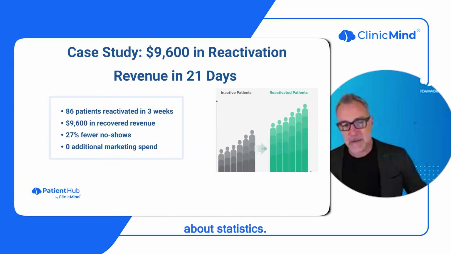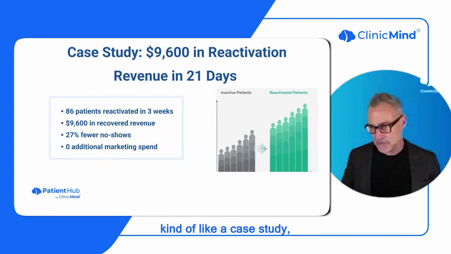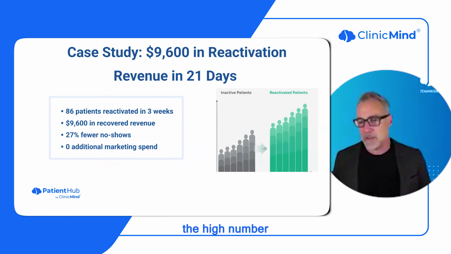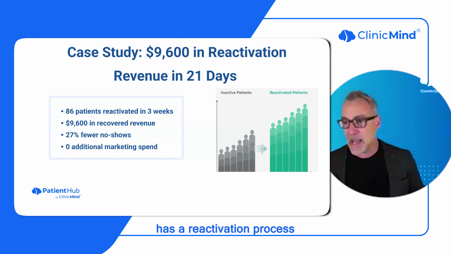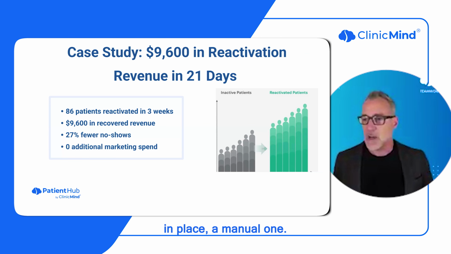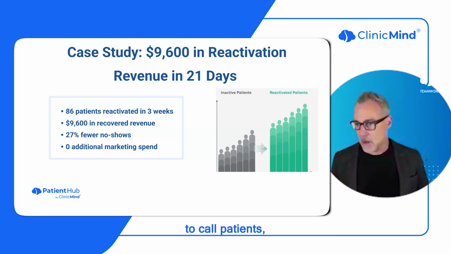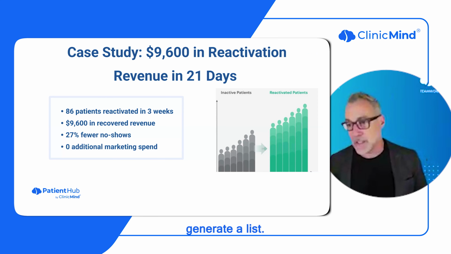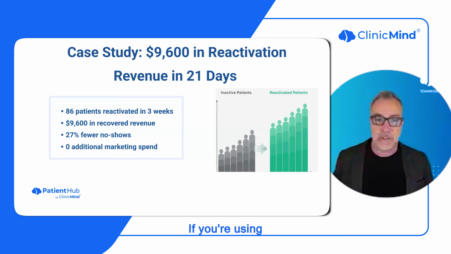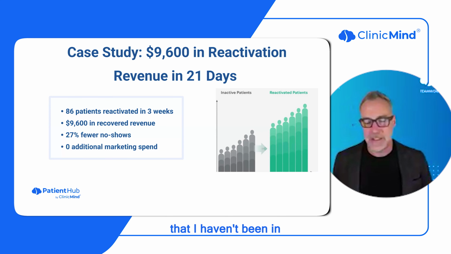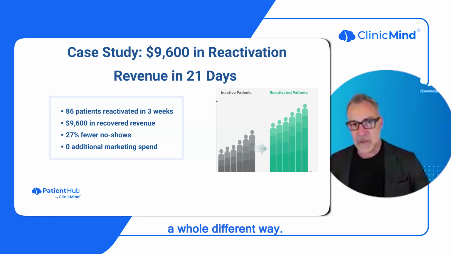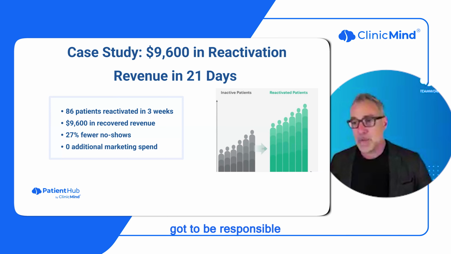I want to talk a little bit about statistics. This is kind of like a case study, but I want to give you the high number metrics of reactivations. A practice that actually has a reactivation process in place, a manual one, you're going to call patients. Somebody's going to be responsible for calling all the patients that have gone inactive. To do that, you've got to generate a list, hopefully in your EHR. If you're using another one, it can generate a list of those patients that haven't been in a while. Obviously we have that in a whole different way.